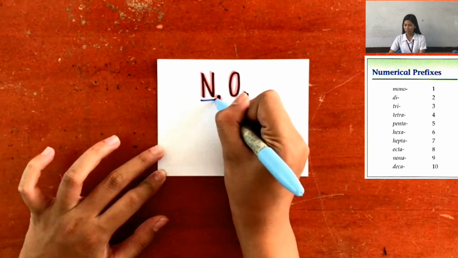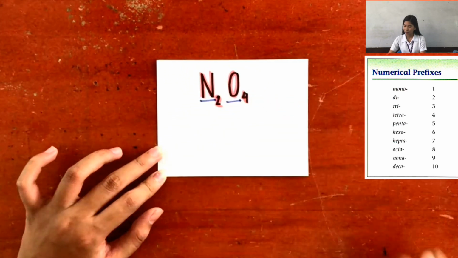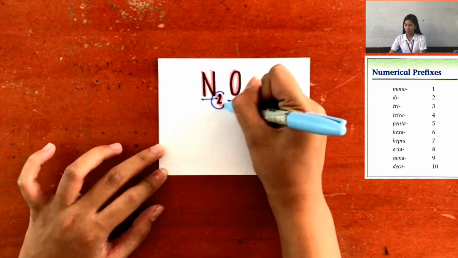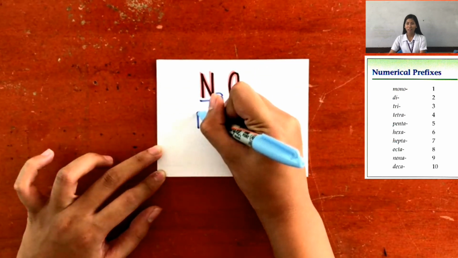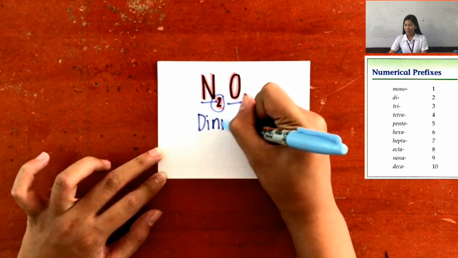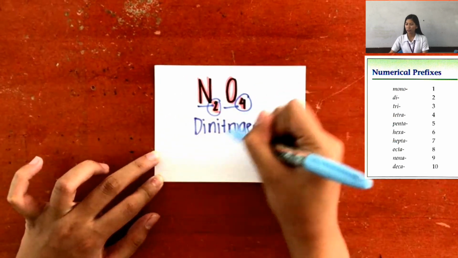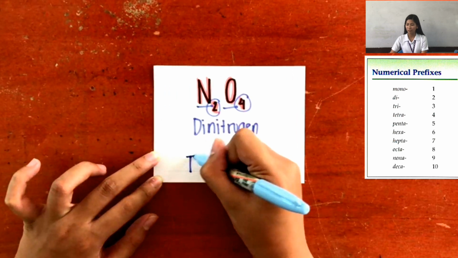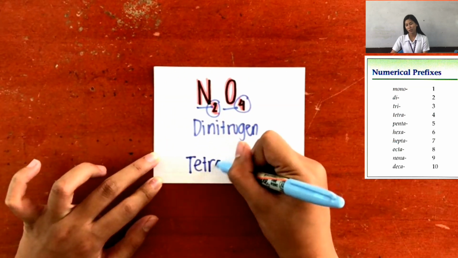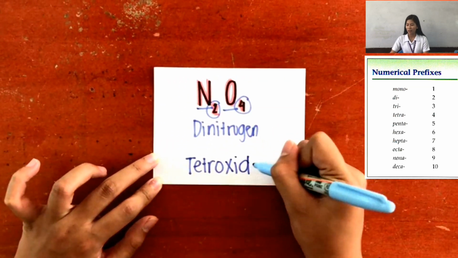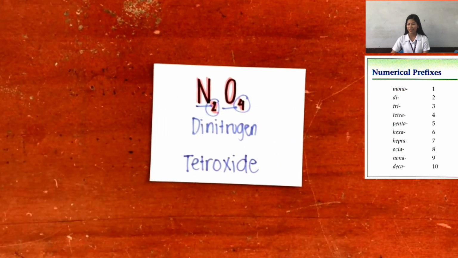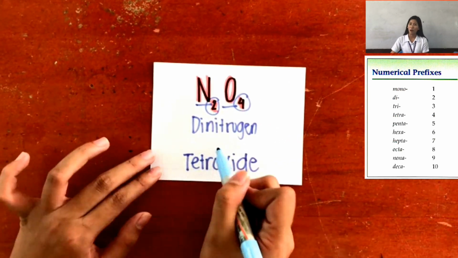We have nitrogen and oxygen. There are 2 nitrogen, so we're going to put a prefix of di. So dinitrogen, plus we have 4 oxygen, so we're going to put a prefix of tetra, plus the root, which is ox plus ide. So the final answer is dinitrogen tetraoxide.